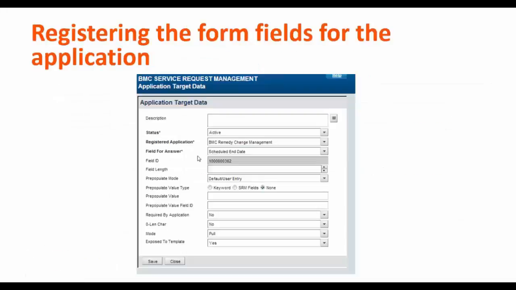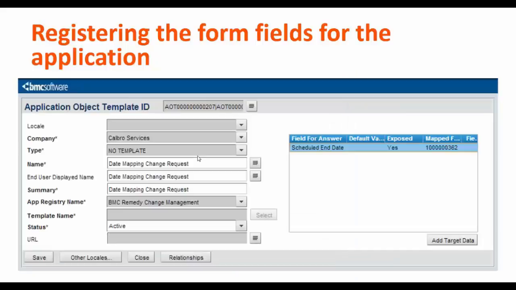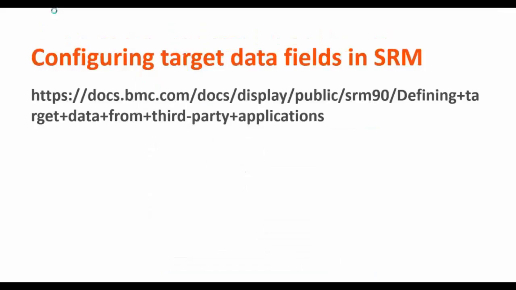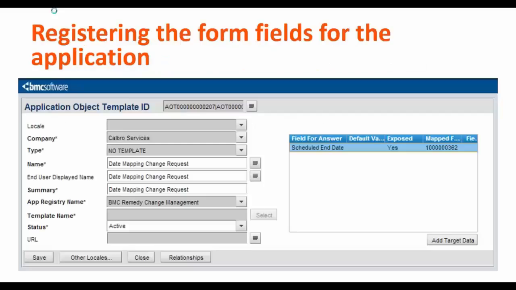Now we will take an example of the use case we have discussed earlier. In application target data, we will define the field. Select status, register application as change management, field for answer as scheduled end date, and other information. For more information on the same topic, please look at our online documentation for defining target data for third-party application. Once the fields are defined, you can use them in your AOT.